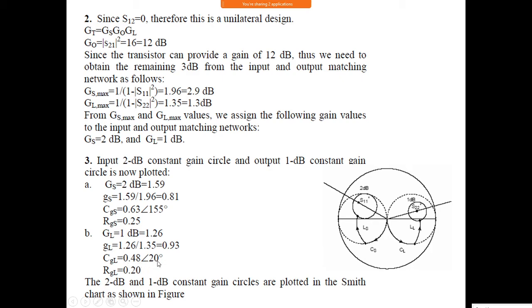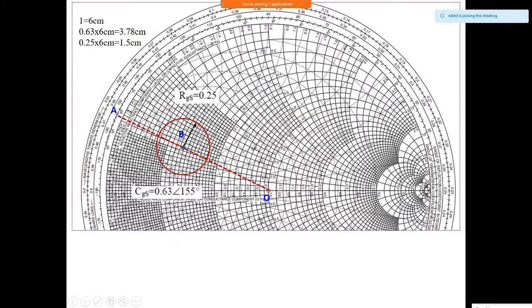0.48 and 20 degree. Okay, 20 degree means here on the Smith chart, you should start from here. You should move like this. Here is a 20 degree here. You draw a line like this, a 20 degree line.